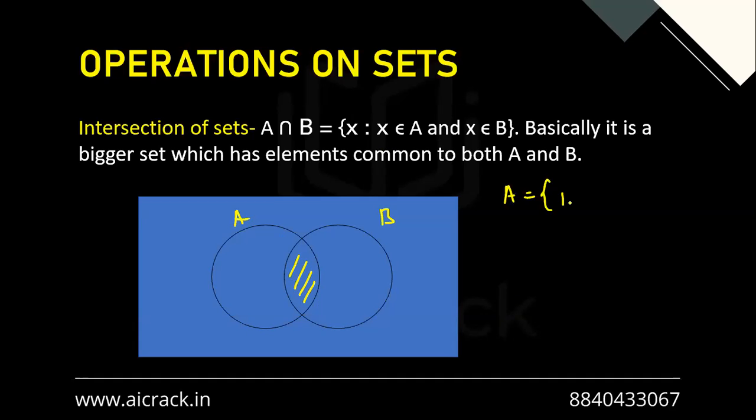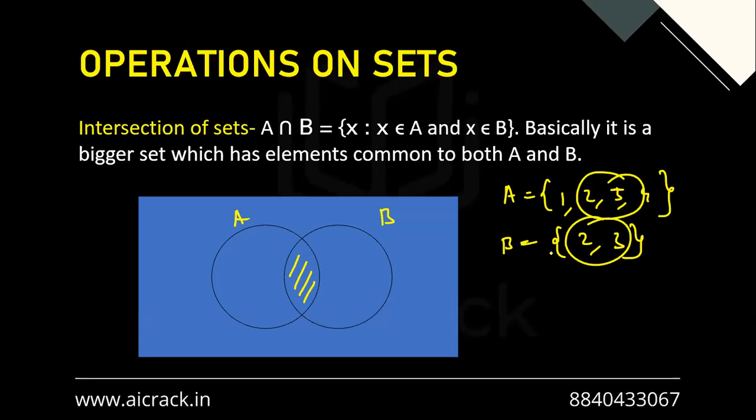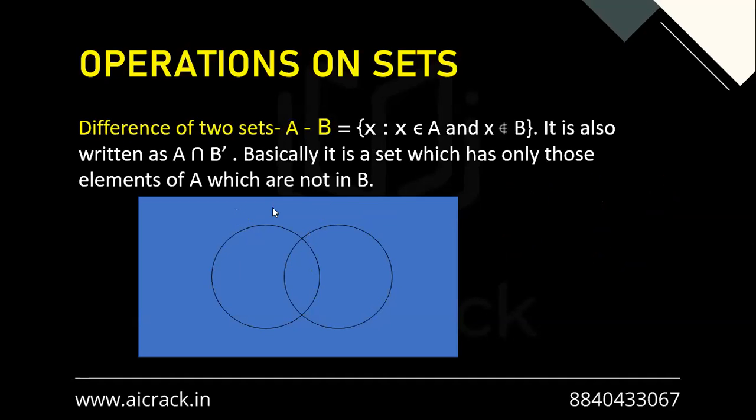Let's take an example again. A is 1, 2, 3, and 4, and let's say B equals 2 and 3. So we can see that 2 and 3 are common over here. So this region belongs to 2 and 3. This is 1 over here and 4 over here, and there is nothing over here. So 2 and 3 belong here, 1 and 4 belong here, nothing belongs here. So this is basically intersection of sets. These definitions are quite boring, so we'll get a feel of that when we do the examples.